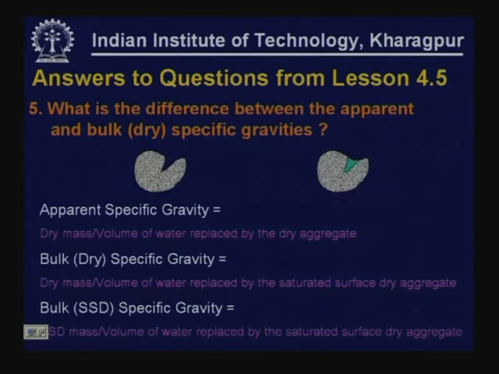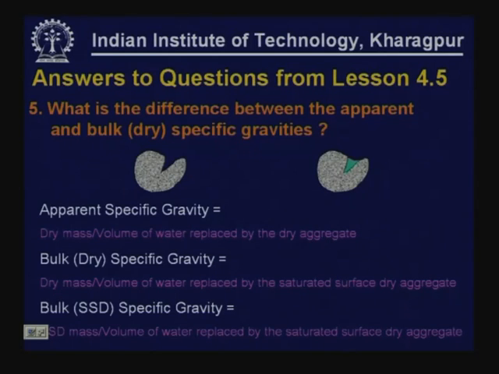The fifth question is, what is the difference between the apparent and the bulk dry specific gravity? In fact, we wanted to know about dry specific gravity only. If you look at these two sketches, the left side aggregate is a dry aggregate without any moisture. There is a pore on the surface, but there is no moisture there. On the right hand side, we have the same aggregate, but the pore is filled with water. To calculate apparent specific gravity, we use dry mass. In fact, we use dry mass in both cases, both for apparent specific gravity and bulk dry specific gravity.